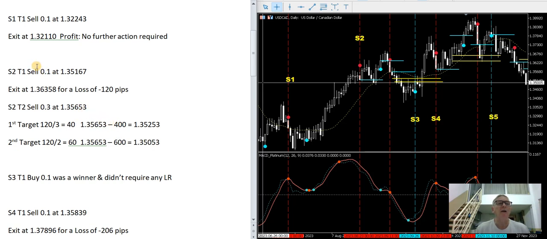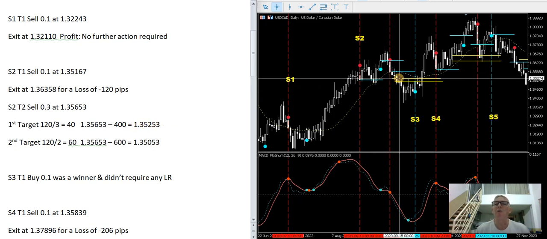In this case, it'll be 400. That's the equivalent of 40 pips, because that's actually 40.0 pips. These are pipettes. That last 5th decimal place is a pipette, or a 1/10 of a pip. So 135,653 minus 400 gives me my first target, 135,253. That's that yellow line there.